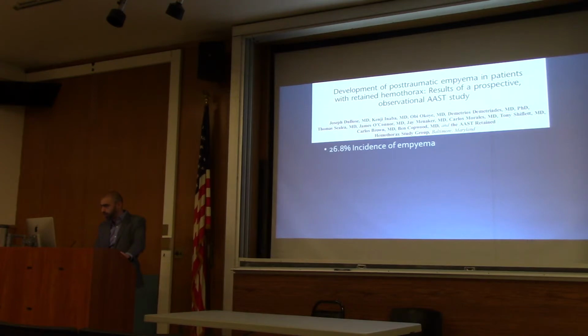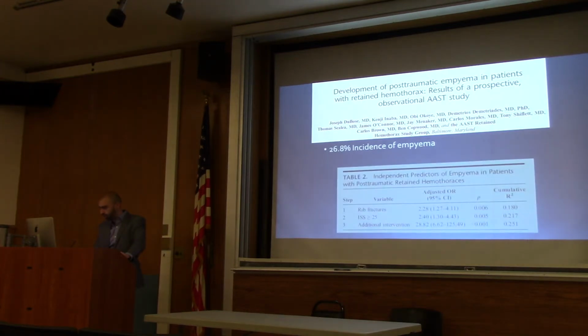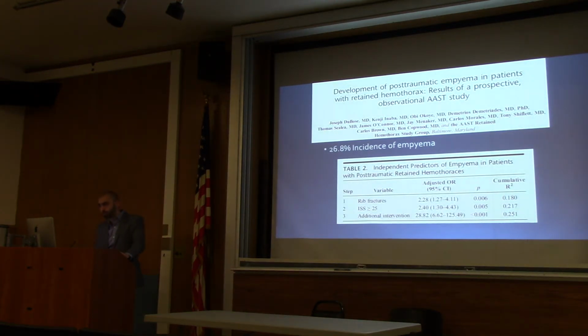So they had a fairly high incidence of empyema, almost 27%, and they looked at the independent predictors of empyema. So they looked at those independent variables, and rib fractures, high injury severity score, and additional interventions were risk factors for empyema. So if you identify patients who have those variables, if you can predict the risk of empyema, you can act earlier, meaning you can take them to thoracoscopy way, way earlier to avoid this devastating complication.